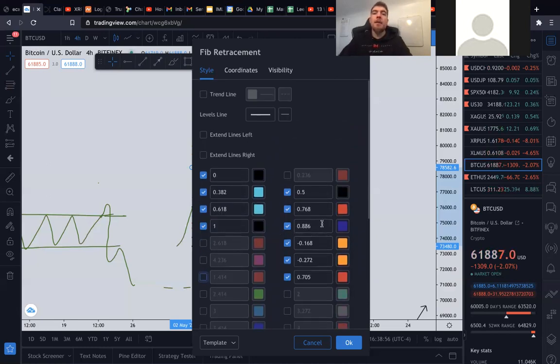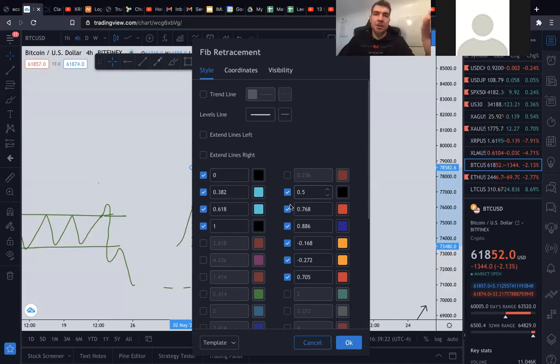So to reiterate, regular Forex pairs, right? 0.705, 0.768, 0.886. Basically what I would do if you're watching the recording is take a picture of these settings. Make sure that they look identical to your Fibonacci retracement tool, and that would help you out a lot.